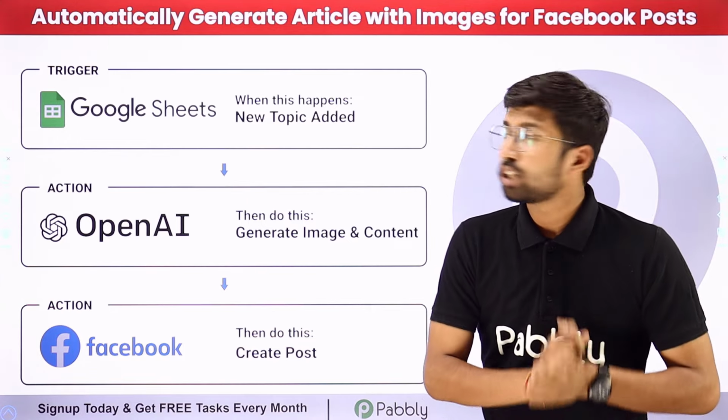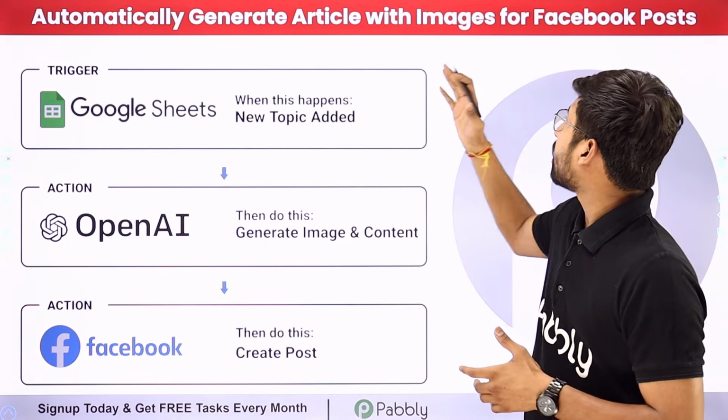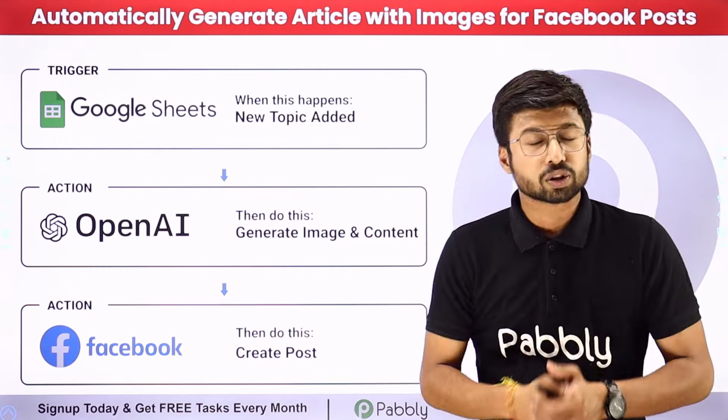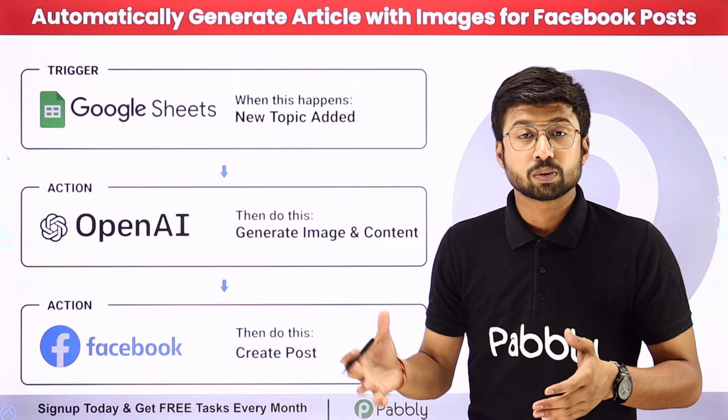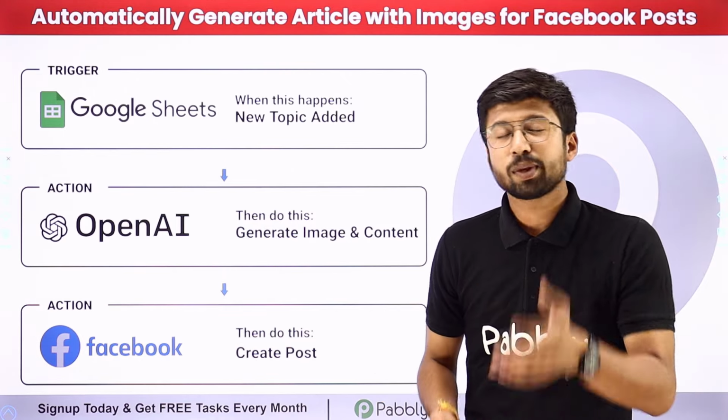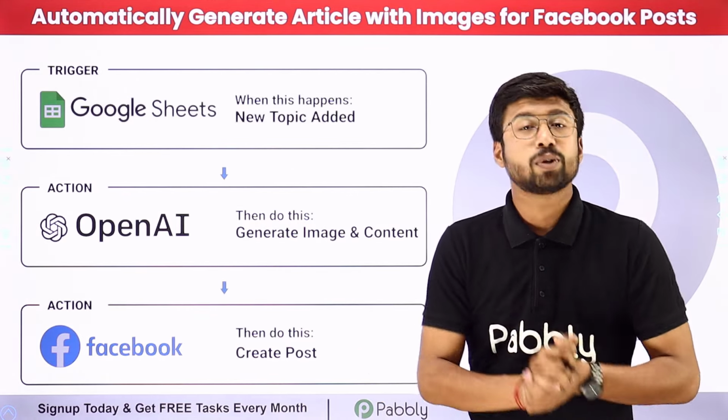So in this video, we are going to learn how to automatically generate articles with images for Facebook posts. Now, if you are also tired of generating content like a blog or article for your Facebook post using ChatGPT or Google Gemini, this automation is going to help you a lot.